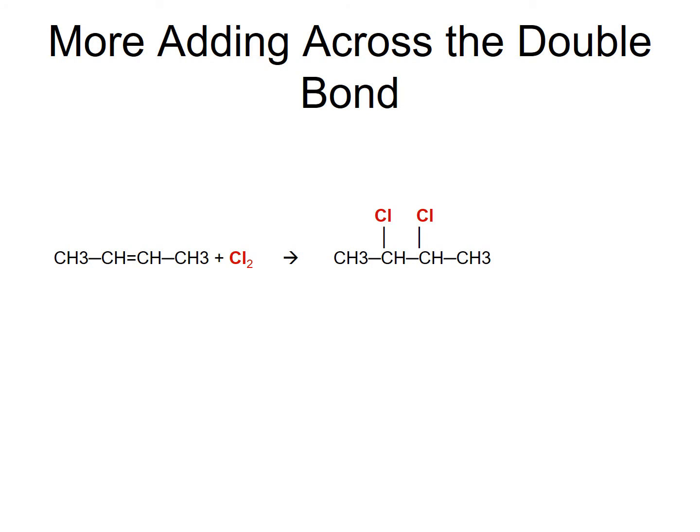Another thing you can add to a double bond would be some halogens. If you add chlorine to a double bond, then you have 2 chlorines attached to 2 neighboring carbons, and so you'd have a double haloalkane.